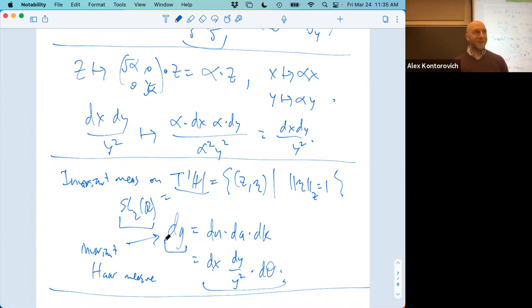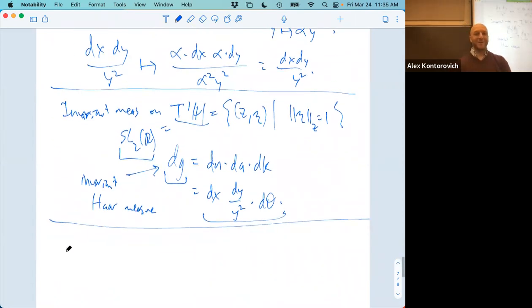Okay, so we're almost there. Because now what we have is L2. This is what I wanted to get to. I said everything needs to be L2, but in order to have L2, I need a measure with which to measure things in L2. So we have L2 of the upper half plane mod SL2Z.